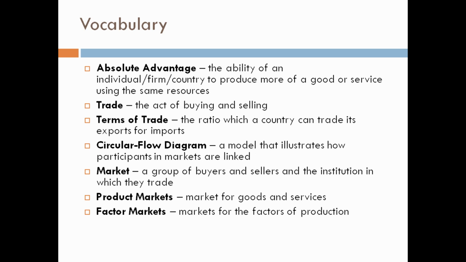Circular flow diagram: a model that illustrates how participants in the markets are linked. Market: a group of buyers and sellers, and the institution in which they trade. Product markets: markets for goods and services. Factor markets: markets for the factors of production.